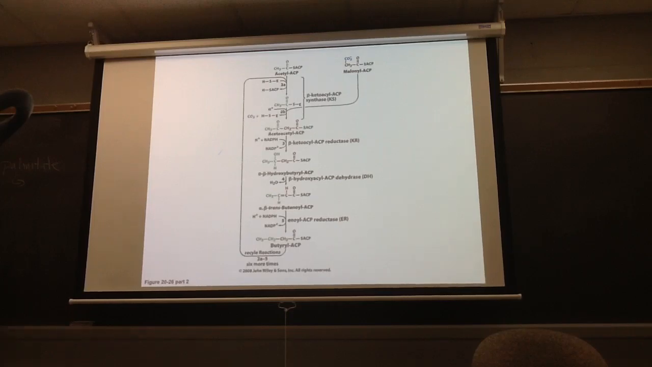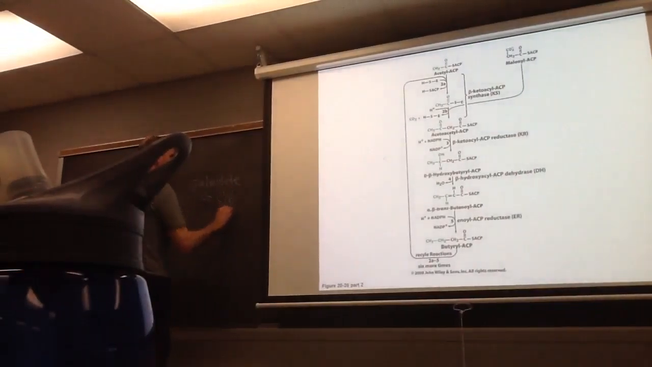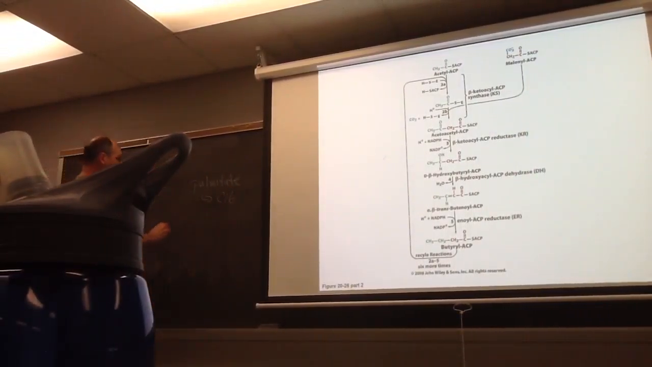How many carbons are there in palmitate? 134? No, that's stearate. It's not 134. I was like, wow, this has been going for a long time. What is it? 16. Okay? Beyond that, further elongation, and if necessary, desaturation, where do those occur?